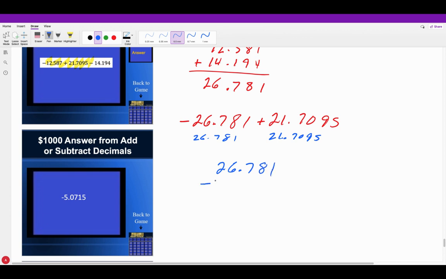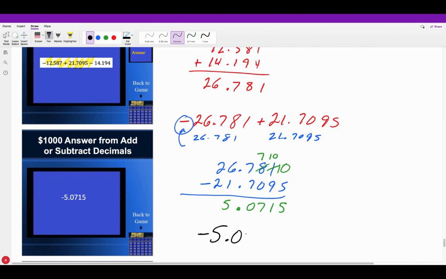So it's going to be 26.781 minus 21.7095. And remember, make sure that you're lining them up. So I'm going to go ahead and put a 0 here as my placeholder. I can't do 0 minus 5, so I'll borrow from the 1. So 10 minus 5 gives me 5. I'll borrow from the 8. That gives me 10 now, so this gives me 1. 7 minus 0 is 7. 7 minus 7 is 0. 6 minus 1 is 5. And 2 minus 2 is 0. I don't need to write that. But since my larger number was negative to begin with, that means that my final answer must be negative 5.0715.